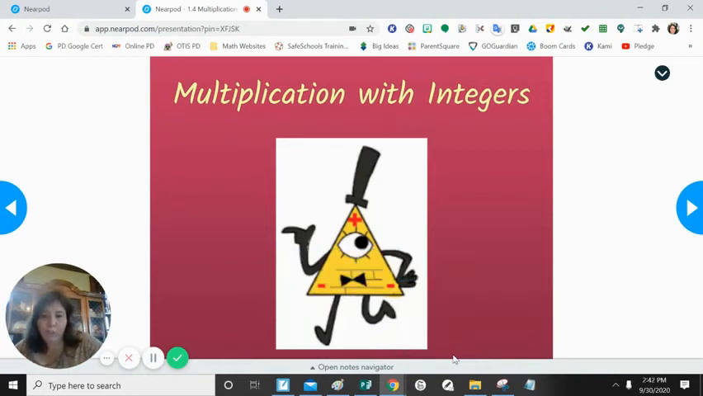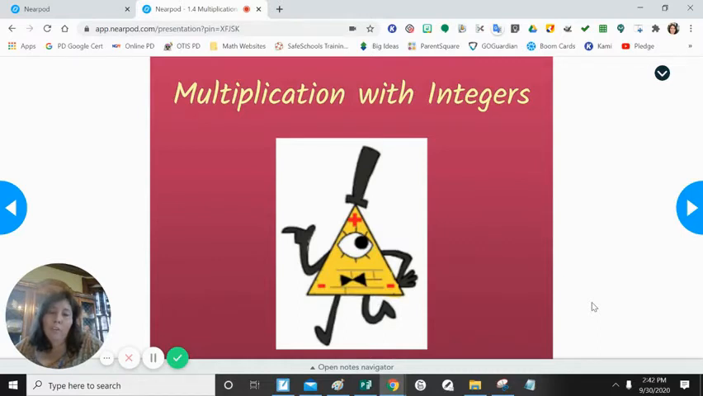Multiplication with integers. This is Bill Cipher. I use Bill Cipher to help us figure out what our product or our quotient is when it comes to multiplying and dividing with integers.